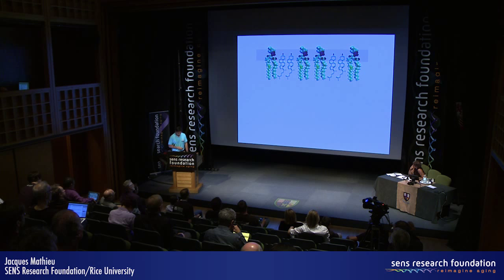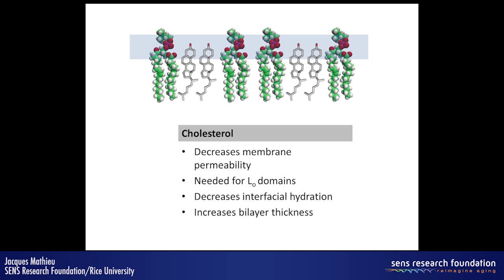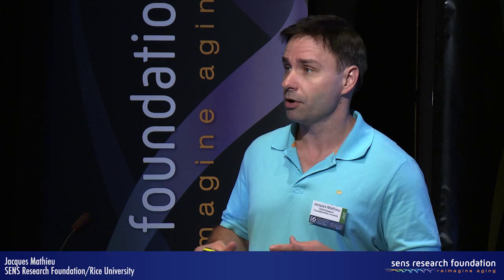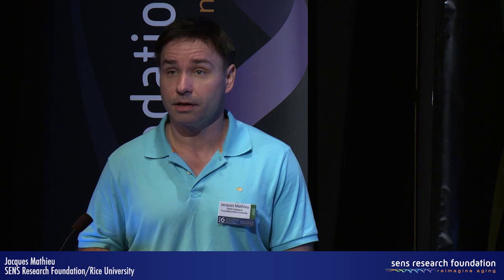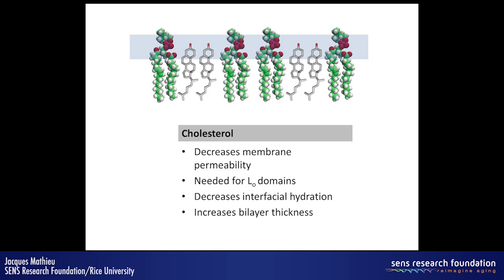of the phospholipids. The purpose of cholesterol in a membrane, it has several, is to primarily decrease membrane permeability, and it has a condensing effect on the membrane. Importantly, cholesterol is also needed for what's called lipid-ordered domains, which are also known as lipid rafts. Lipid rafts are important for membrane protein function. They serve as microdomains within the cell membrane, and certain proteins will localize to these lipid rafts, and it may affect their activity in doing so. They also provide some organization to the membrane, such as they decrease interfacial hydration and they increase the bilayer thickness.